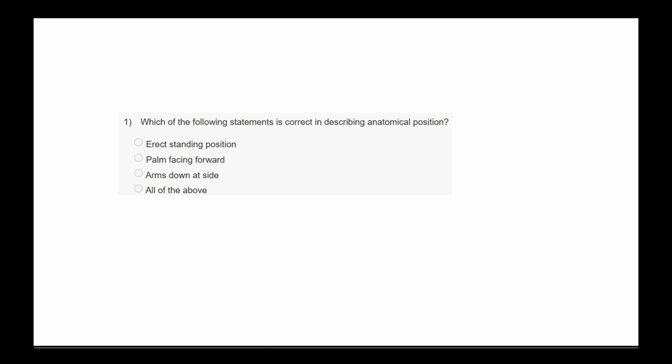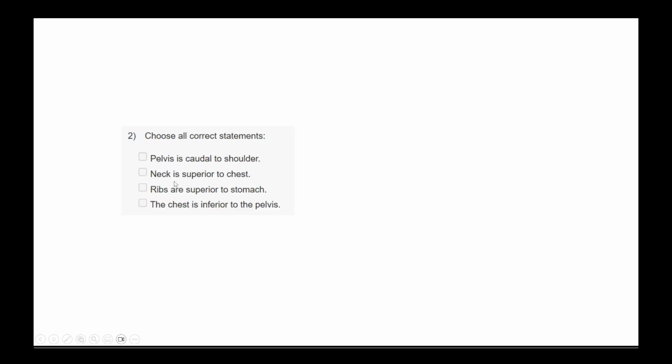So the first question is, which of the following statements is correct about describing the anatomical position? Remember the first slide. It's an erect standing position. The palms face forward, arms down the sides, feet parallel. So the answer is all of the above. Next, choose all the statements that are correct. Pelvis is caudal to shoulder, neck is superior to chest, ribs are superior to the stomach, chest is inferior to the pelvis.